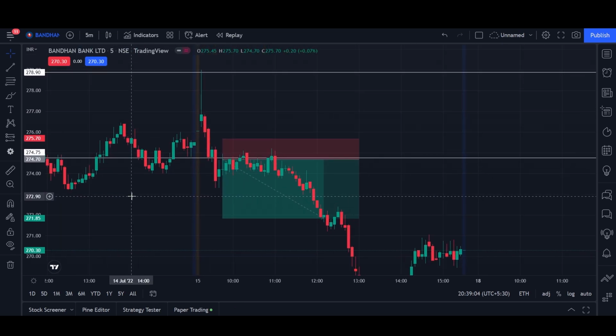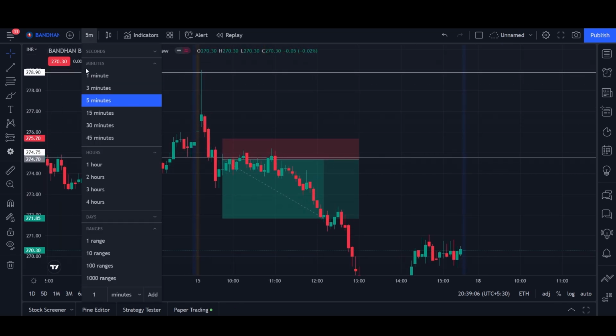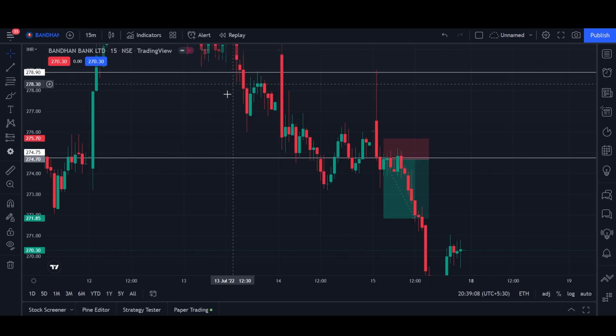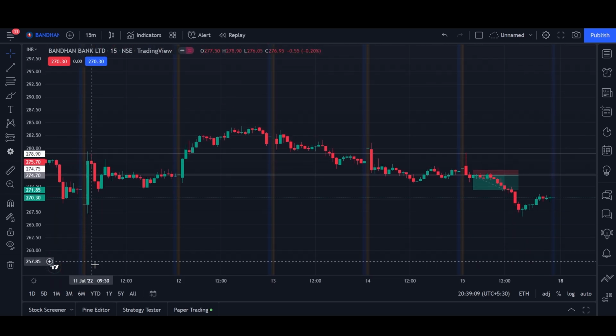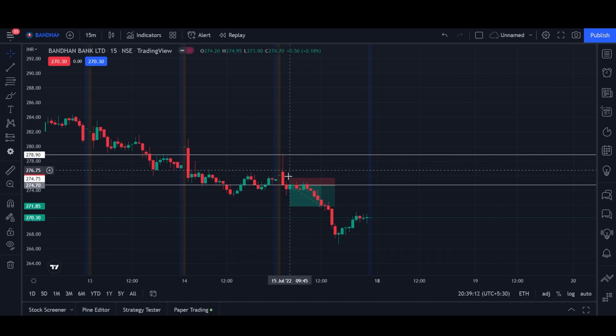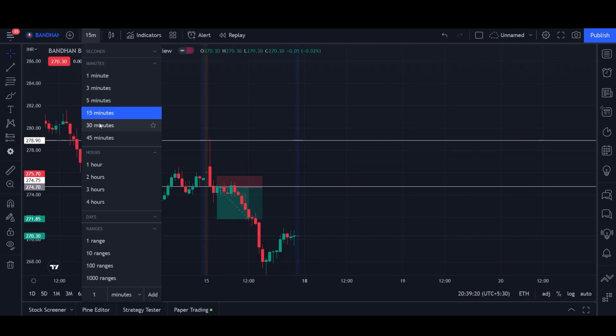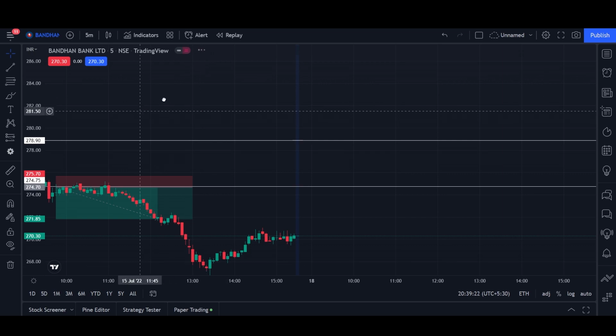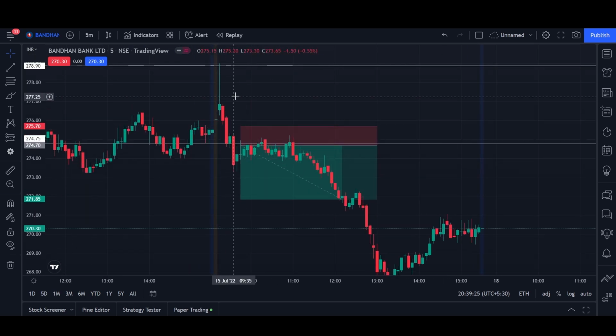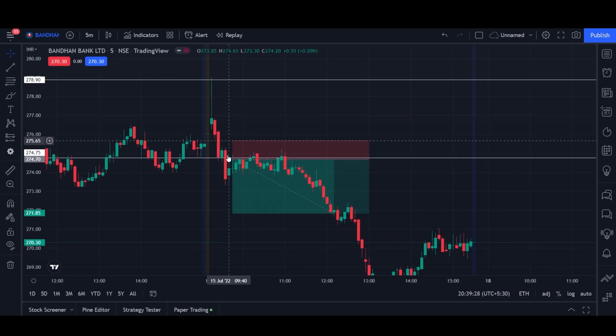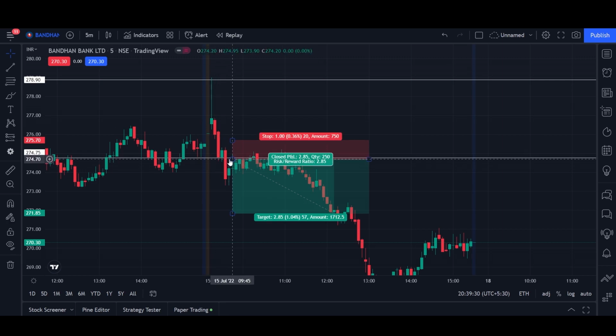I'll just go through it again. First, we are supposed to observe the market for the first 15 minutes, and mark all the highs and the lows and all the support and resistance zones that we can find in the market. After that, we are supposed to convert this time frame to a 5-minute time frame. After we've converted this to a 5-minute time frame, we start observing the next 5-minute candles and accordingly take our position.